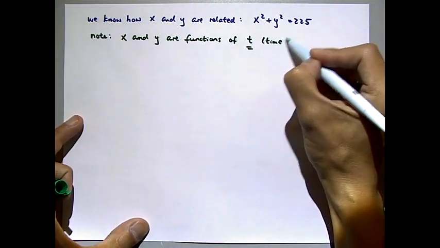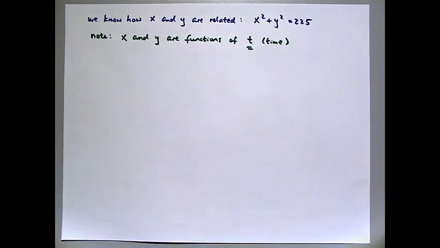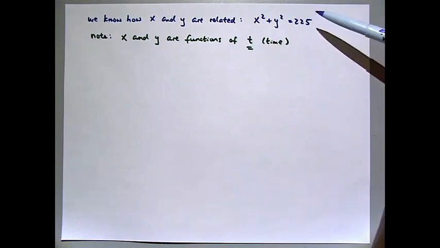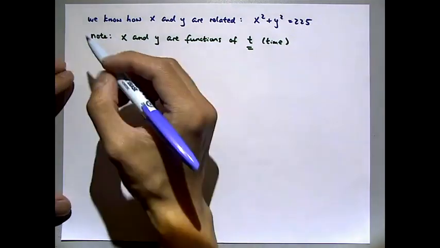Because the bug is walking around this entire time. X and y are implicit functions of t, of time, right? They're both implicit functions of time. So we're going to take the derivative of this equation here with respect to time.